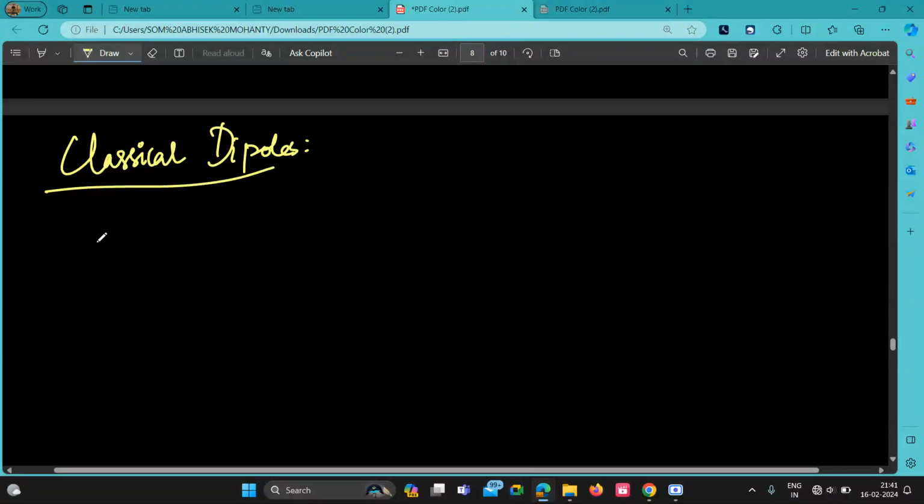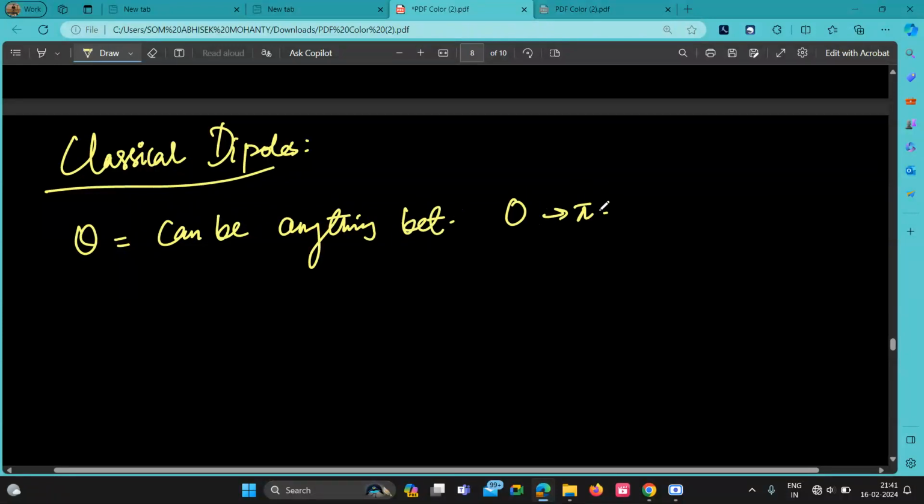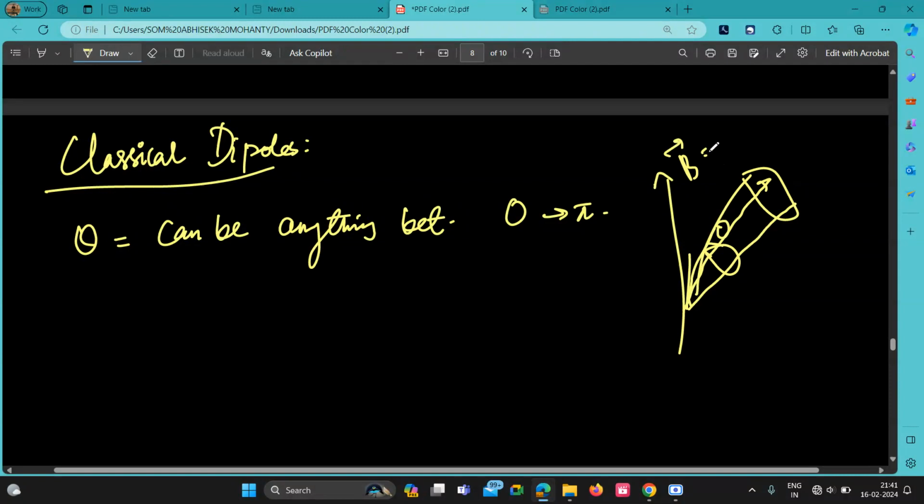Okay. So as I said, theta can be anything. It's continuous. It can be anything between 0 and pi. So if you see, this thing is making a solid angle, right? Like the orientation itself is making a solid angle. You can imagine this thing as a cone or something like that. Okay, this is called a solid angle.